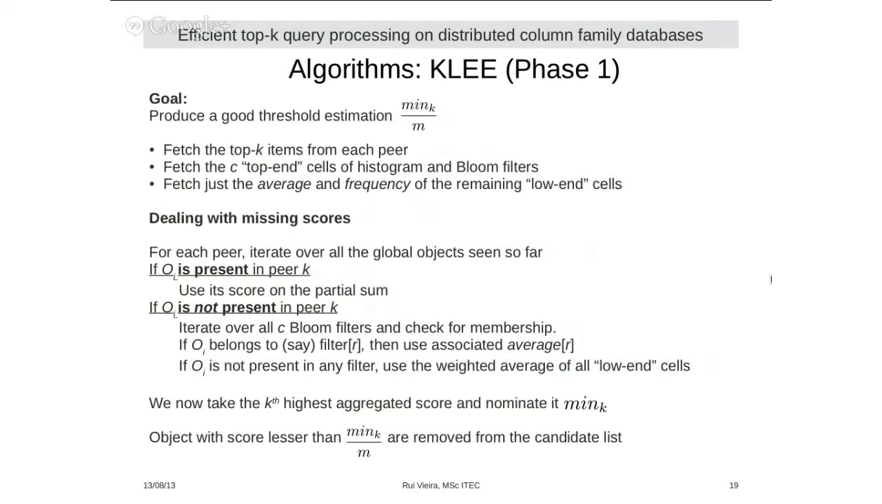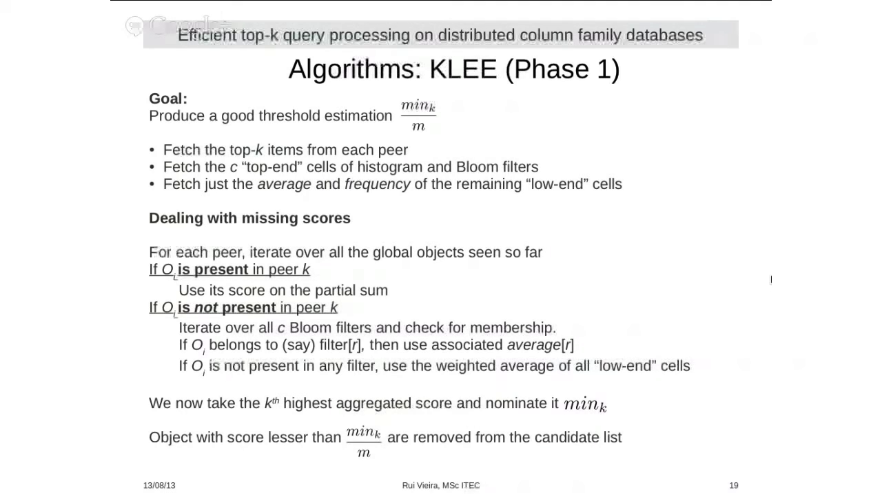Now, the way it fetches the histogram data is it actually fetches a configurable amount of top-end cells, C, which we can define in our implementation, and it just requests the average and frequency of the remaining low-end cells. The way it does the partial sum is to iterate over all the objects seen so far, and if the object is present in a peer, it uses its scoring in the partial sum, and if the object is not present in that peer, it searches all the Bloom filters for membership.